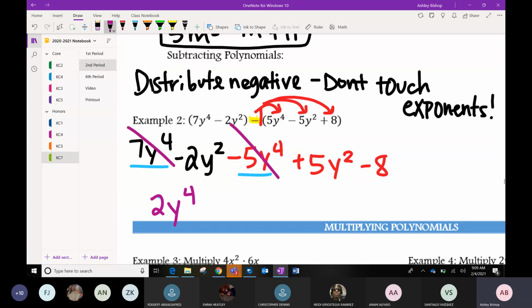I like to cross things out. All right, then -2y squared has a like term with 5y squared. -2 plus 5, if you need to use your calculator, by all means, please do. -2 plus 5 is positive 3. So plus 3y squared. And then nothing goes with that -8, so it's just along for the ride.